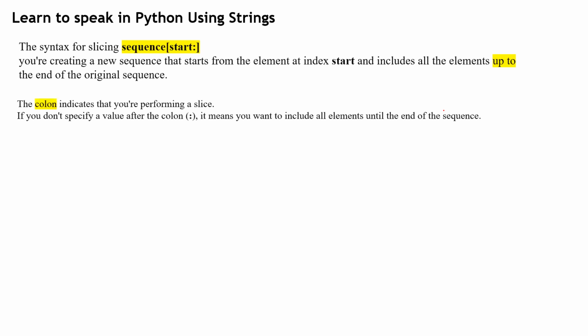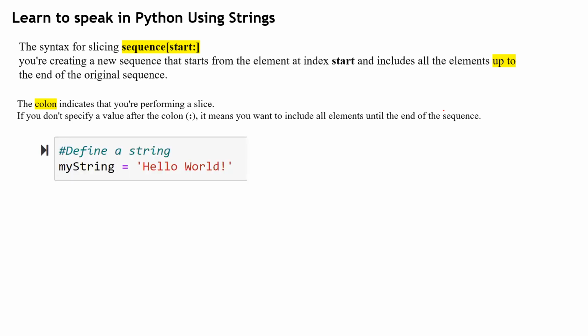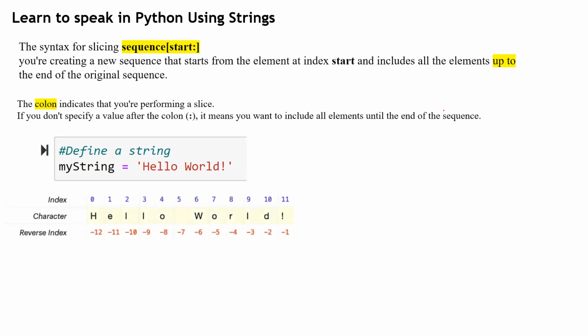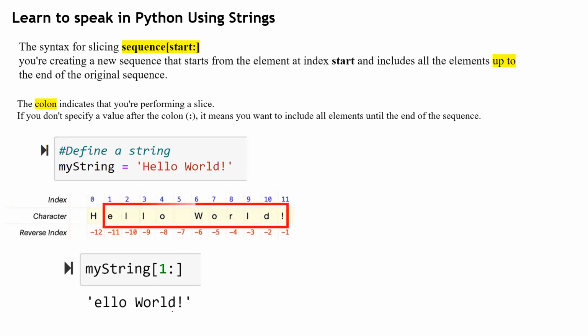Another interesting syntax is the slicing that includes start and you don't see any stop. The colon indicates that you're performing a slice. If you don't specify a value after the colon, it means that you want everything to be included. For example, let's go back to my string, "hello world!". If I ask you to run the following code, my_string[1:], and as you can see, the stop is empty, it gives you everything from E to the end of the string.